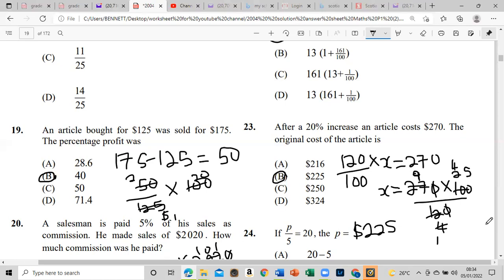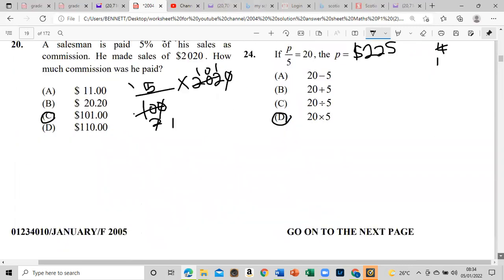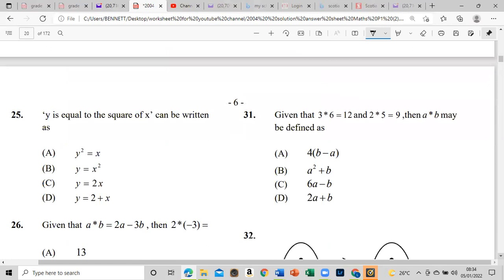All right, so increase it by 20%. If P over 5 is equal to 20, then P is equal to what number you divide 5 by? Give the 20, that's 100, right? So that would be 20. All right, so let's move on to 25. We're almost there, guys. y is equal to the square root of x. Just be written as y is equal to the square root of x. All right, so that would be P.